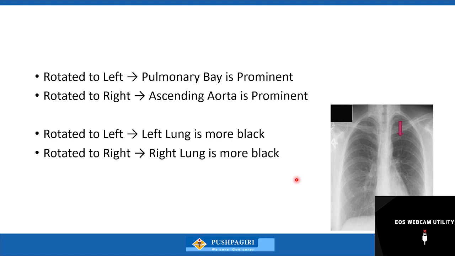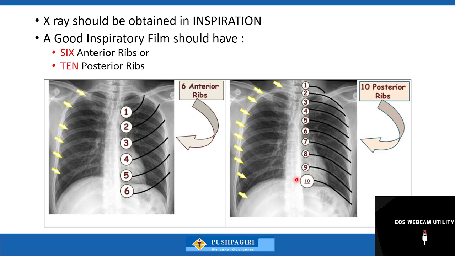So coming to inspiration, films should be obtained in full inspiration. This is very important in cardiac X-rays, because otherwise it may show apparent cardiomegaly, as the heart size will differ. This is the posterior rib which we see, which is wider, and the anterior rib is just in front of that. A good inspiratory film should have six anterior ribs and 10 posterior ribs. So these are the six anterior ribs counted and the 10 posterior ribs.